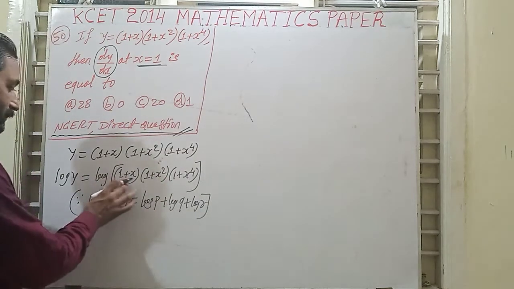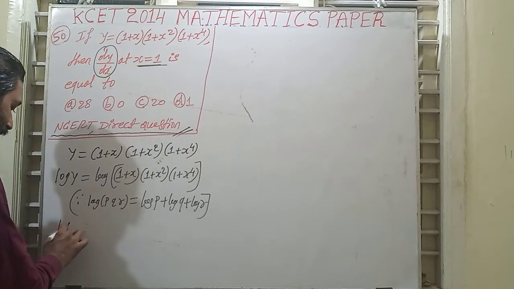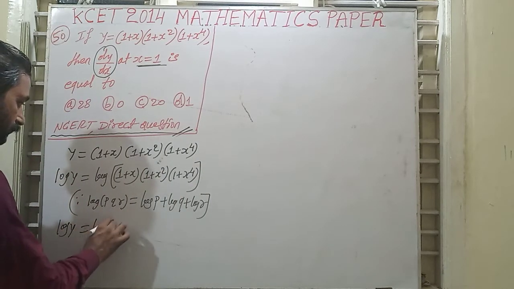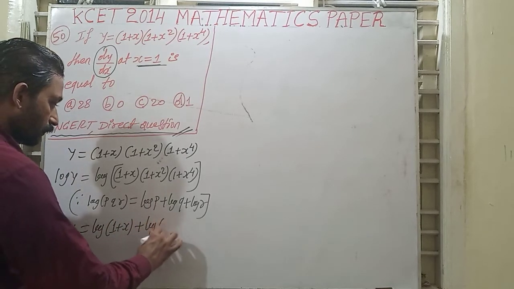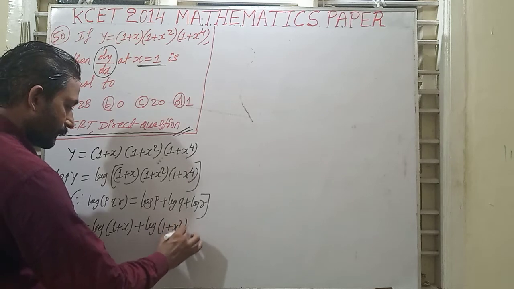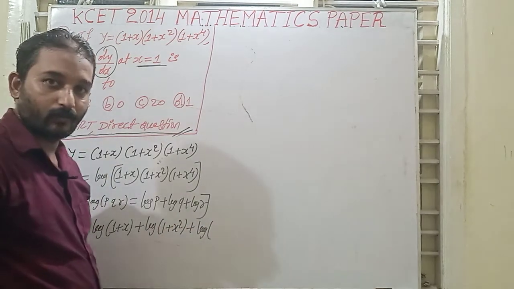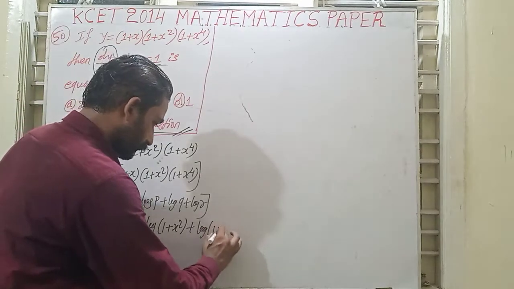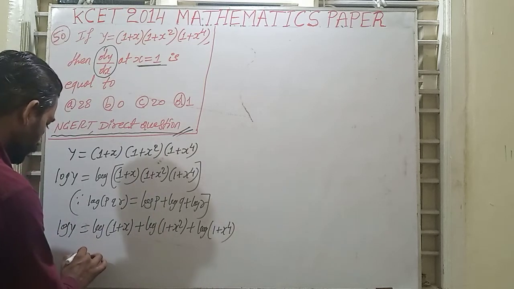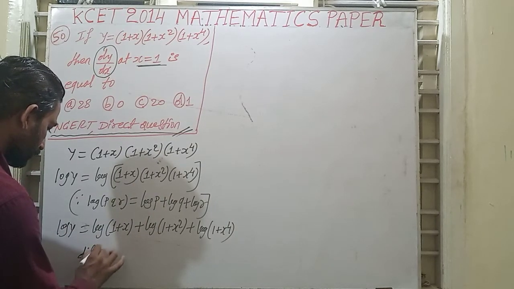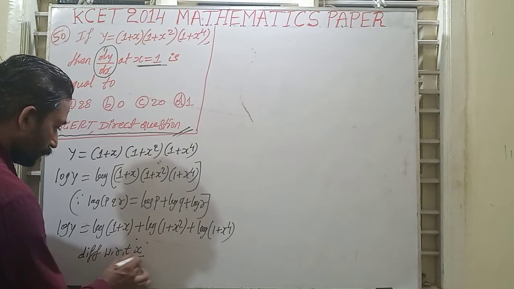So in the same way, simplify the right hand side term. Log y is equal to log of (1 plus x) plus log of (1 plus x square) plus log of (1 plus x to the power of 4). Okay, and then differentiate. So now differentiate with respect to x on both sides.